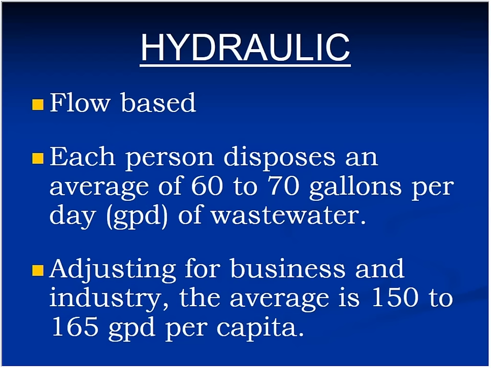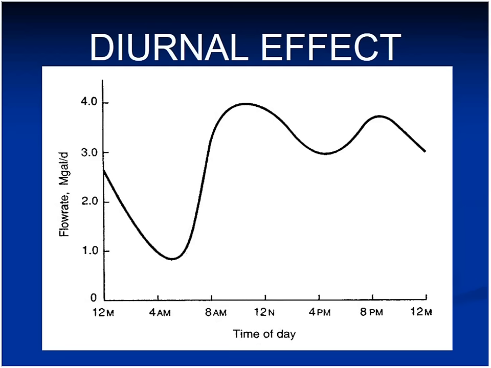So hydraulically, we talk about the flow to the plant. Just you yourselves, probably 60, 70 gallons a day. When you encompass everything else, with going to work and everything else that happens through the course of the day, it's about 150, 160 gallons a day per person. So if you know how many people are in town, you can kind of guess the size of the system. What this particular graph is showing you is what's called the diurnal effect. It reflects the flow to a treatment plant based on the activities of people over the course of the day.